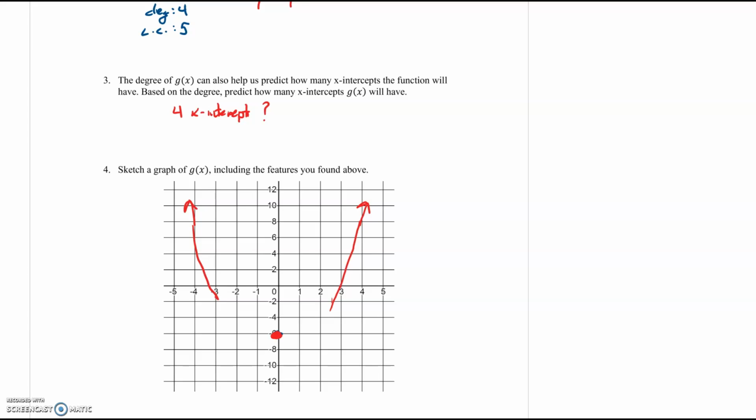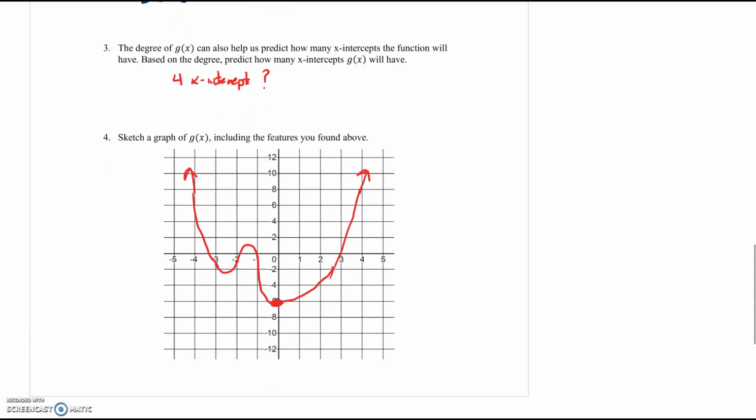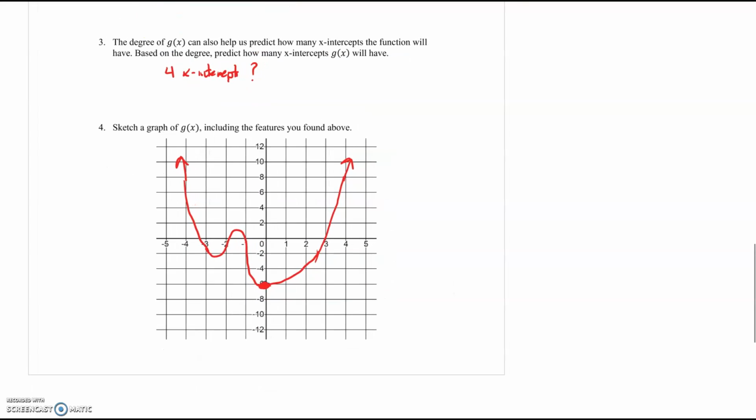So what we could do is just throw in a couple of bumps. And there's a possible graph. That doesn't mean that that's definitely what the graph looks like, but that is certainly a possibility for the graph of this function.